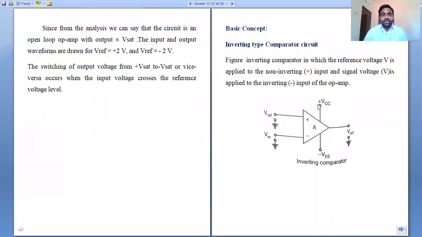Coming to the next concept, the inverting type comparator. In the inverting type comparator, the input voltage is applied to the inverting terminal, called the negative terminal, and the reference voltage is applied to the non-inverting terminal. This entire schematic has an open loop condition. There is no feedback here, and the gain value is infinite. That infinite gain is represented by the saturation value Vsat.